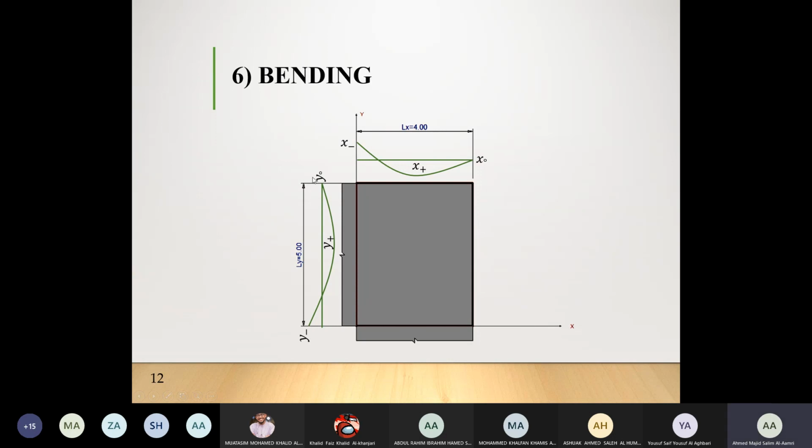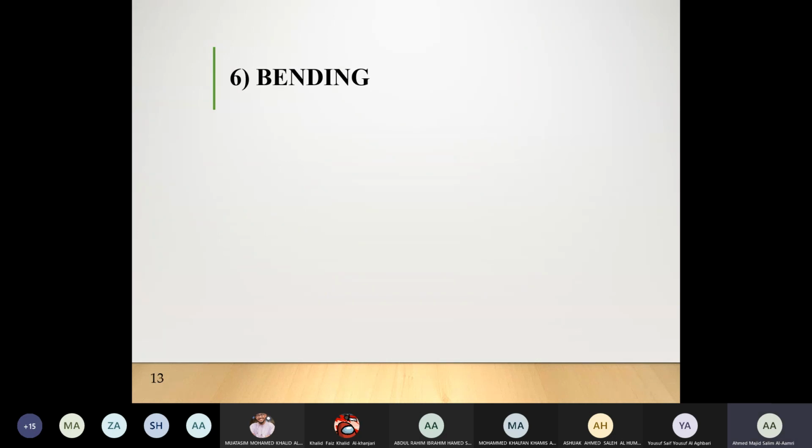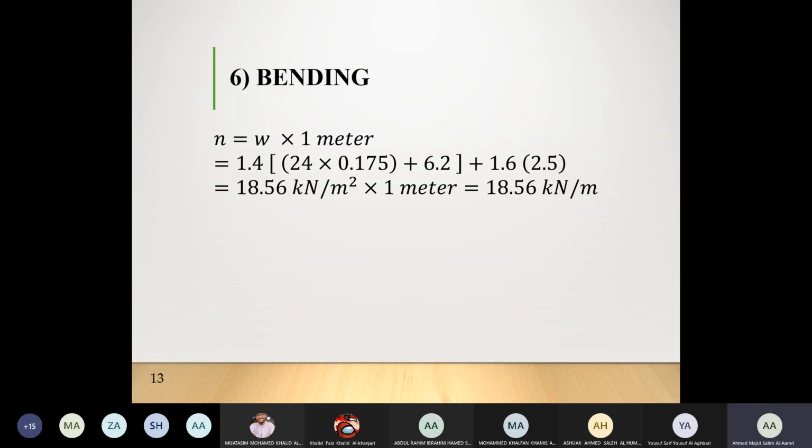Here it says y naught and x naught. And x naught and y naught are representing a coefficient of 0. If the bending moment is 0, then the coefficient is 0. Now, for us to calculate these things, we need to calculate first the loading, which is n or w. For me to calculate w, we need to have 1.4 into dead load plus 1.6 into live load.